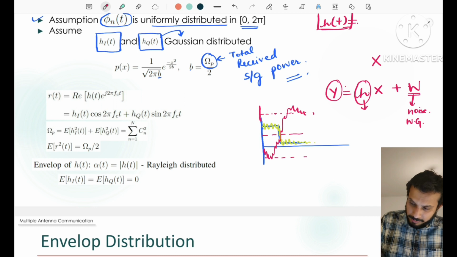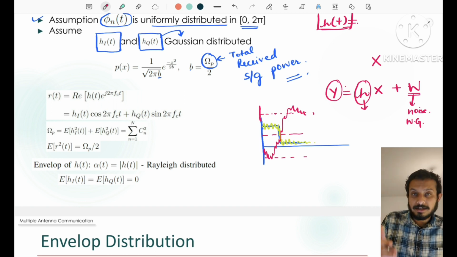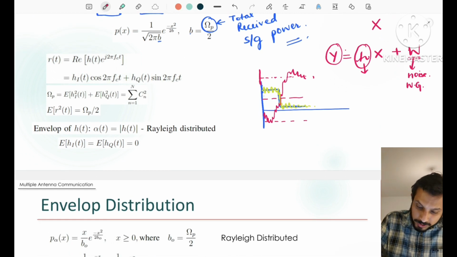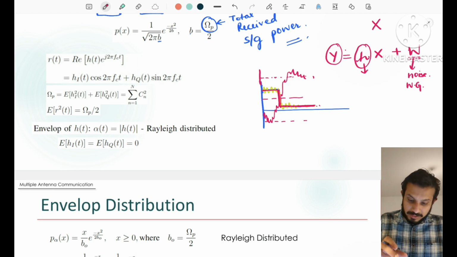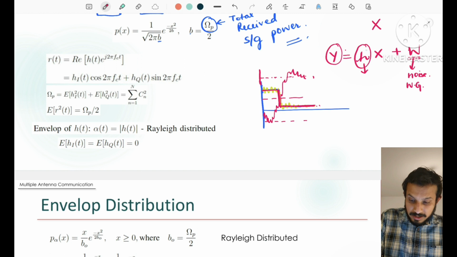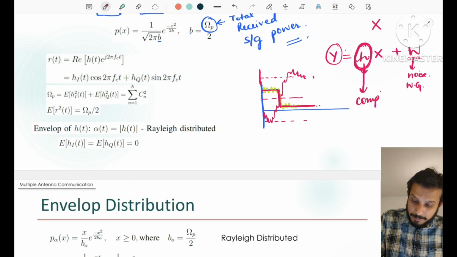So h is getting multiplied, which will lead to a level getting shifted to any value, and we do not know what that level is. So our job is to design a receiver that should be such that we reconstruct this signal back. So the job of the receiver is to reconstruct this signal back, and for that we have to understand this h, the behavior of h. And from our current discussion, we know that this h is complex Gaussian distributed, and accordingly we will design the receiver.